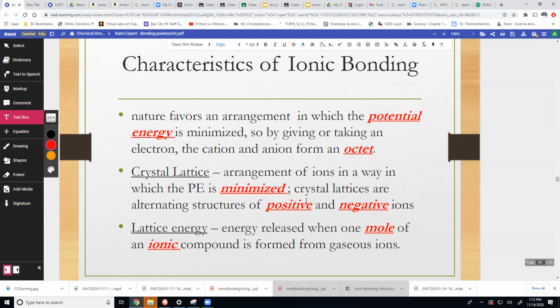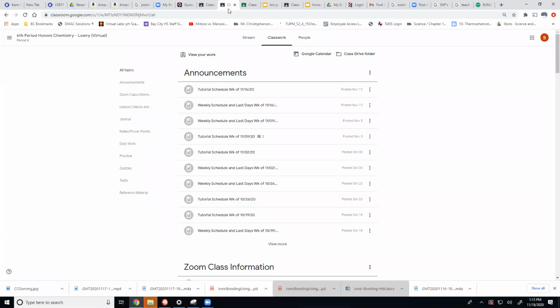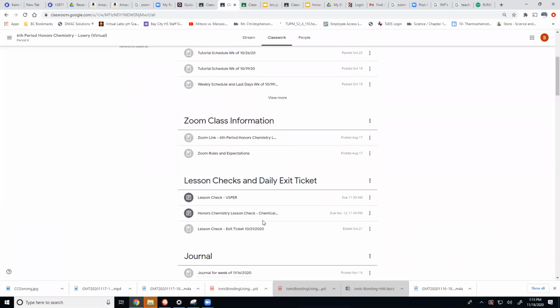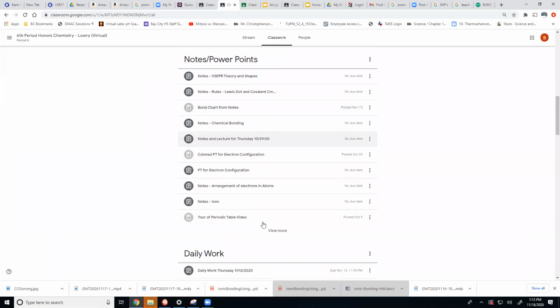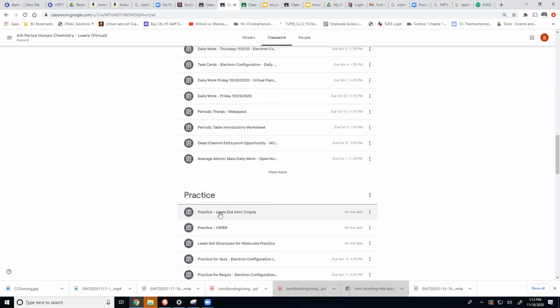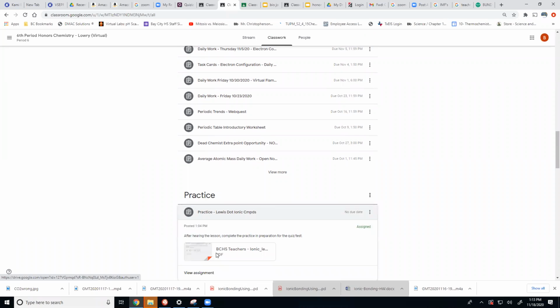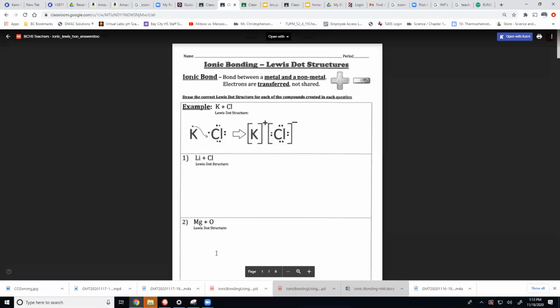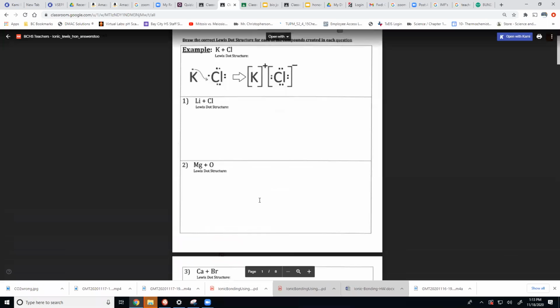And the lattice energy is the energy released when 1 mole of that ionic compound is formed from gaseous ions. So it kind of tells you the strength of the bond. All right, so from here, we're going to go into our practice that we have today, and we're going to do some examples in there. So we have the Lewis dot ionic compound practice, and that's what we'll look at. Some examples on that one.